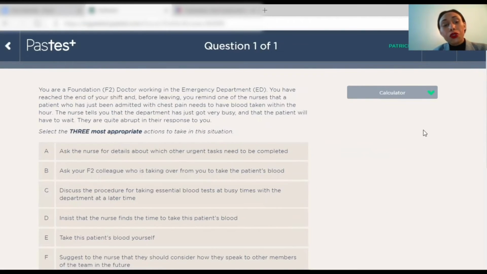So this is another type of question. This is where you select 3 options. So you are a Foundation 2, F2 doctor working in the emergency department. You have reached the end of your shift, and before leaving, you remind one of the nurses that a patient who has just been admitted with chest pain needs to have blood taken within the hour. The nurse tells you, hold on a minute, the department has just got very busy, and so that patient will have to wait. They are quite abrupt in their response to you. So what are the 3 most appropriate things that you should do?